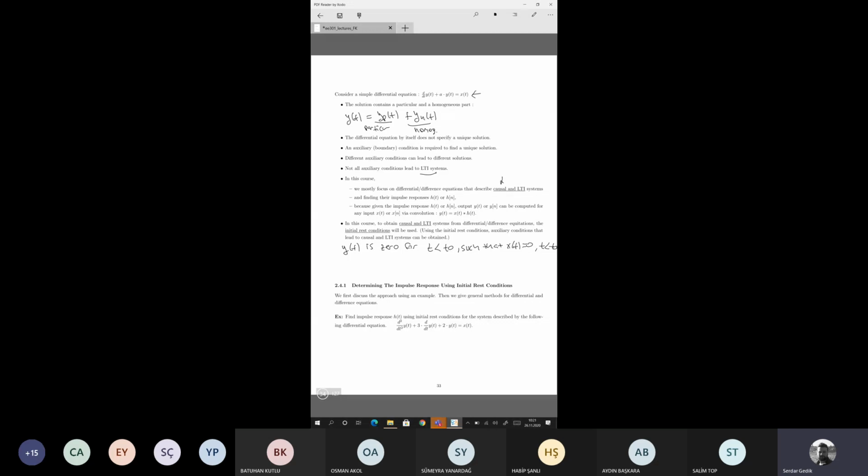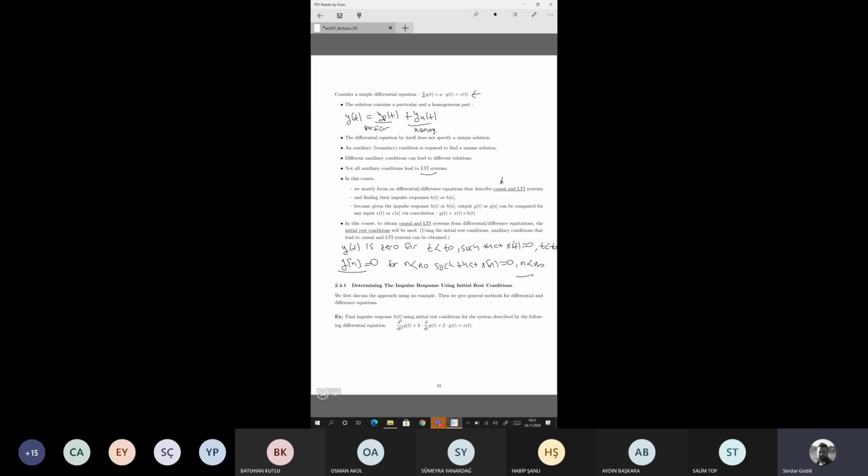So output is also 0 for all t smaller than t0. And this is the same for the discrete case. y of n is 0 for n smaller than n0, such that x of n is 0 for n smaller than n0. So if x of n is 0 for some n smaller than n0, y of n is also 0 for the same interval. So this is our initial rest assumption. So this is how we define the initial rest case, okay?